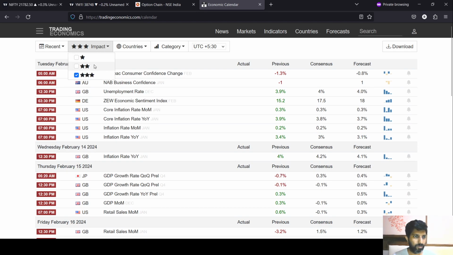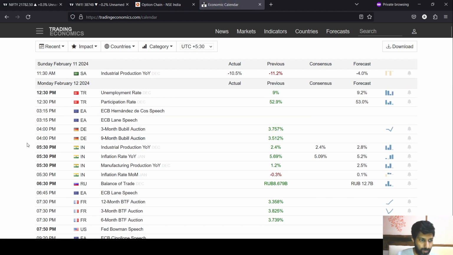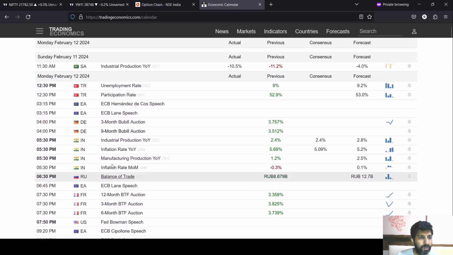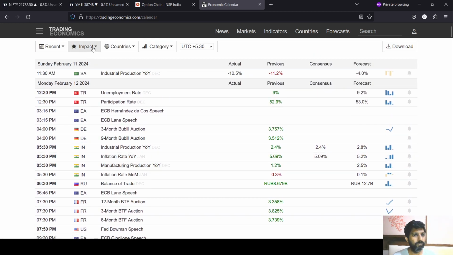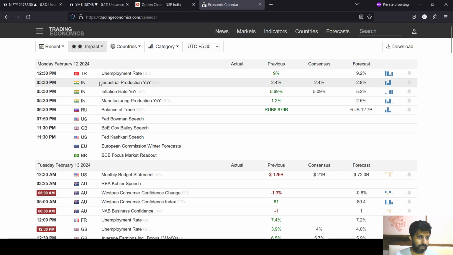Indian data is also going to be published. So this happens to be on Monday, industrial production data. But again, that is low impact data, as they have shown. If you go on to see the medium, then again, medium is also industrial data. So these are the events that are lined up, at tradingeconomics.com/calendar, which you can visit and view.